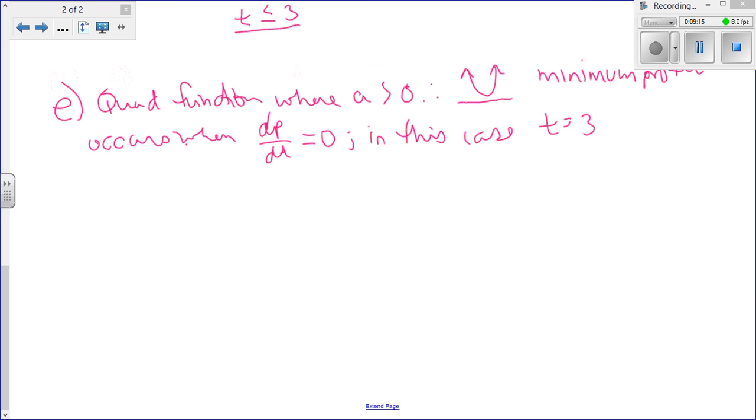Okay, so I need to actually evaluate my original function at 3. So it's 2 times 3 squared minus 12 times 3 plus 118. And when I do the math, you can check this, you would get 100. So $100,000 would be my minimum profit.